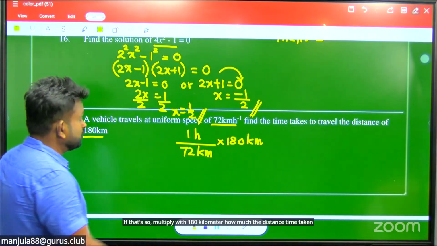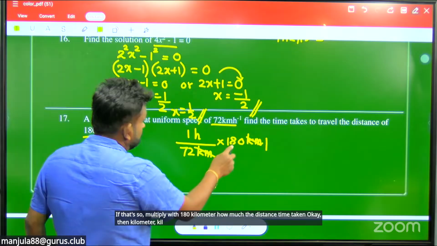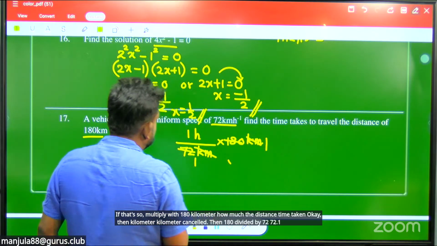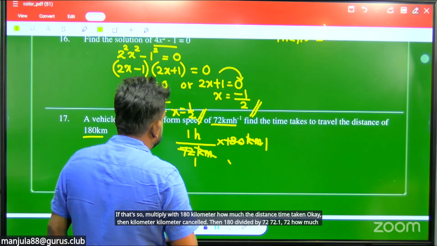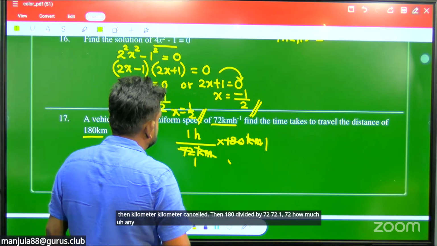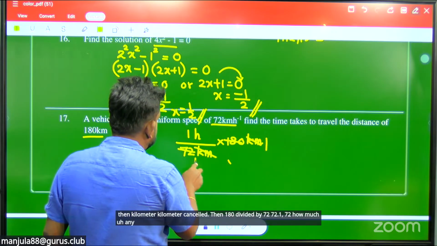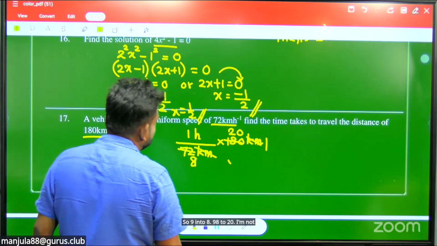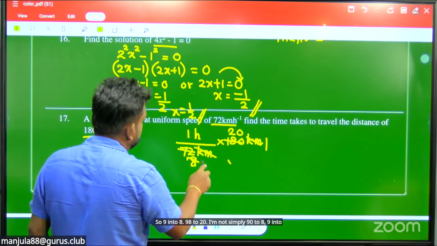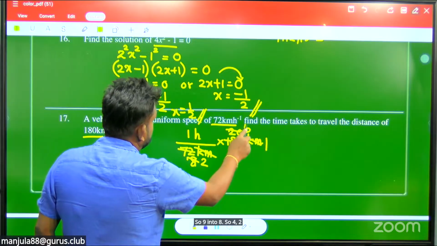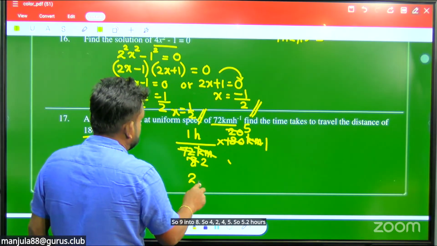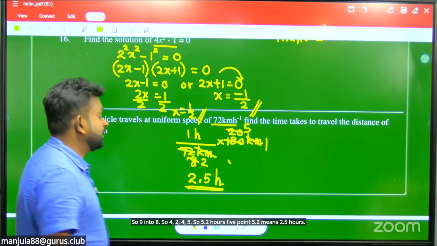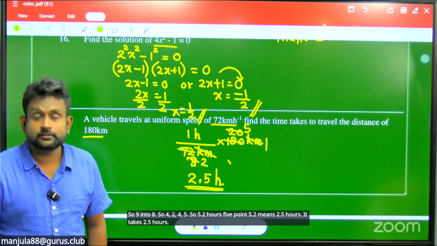Then kilometer cancelled, then 180 divided by 72. 9 into 8, 9 into 20. So 4, 2, 4, 5. So 5 upon 2 hours, which means 2.5 hours. It takes 2.5 hours. That is the understanding.